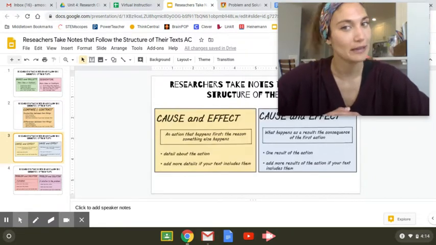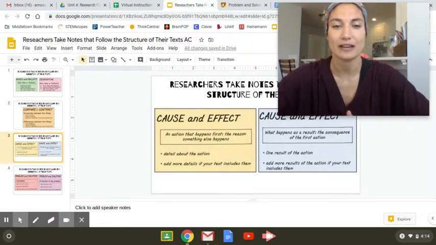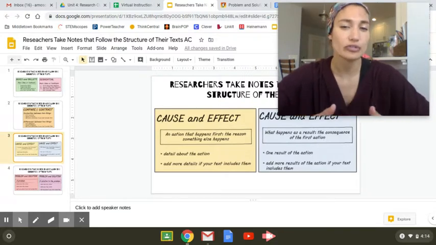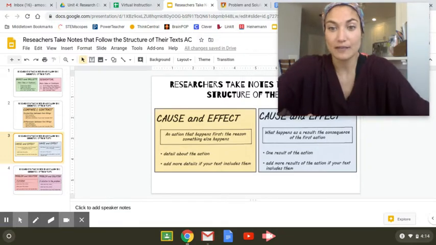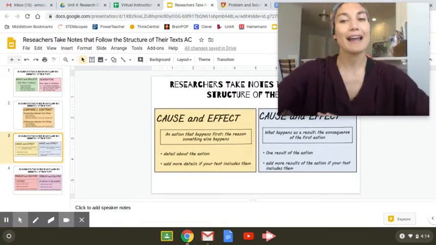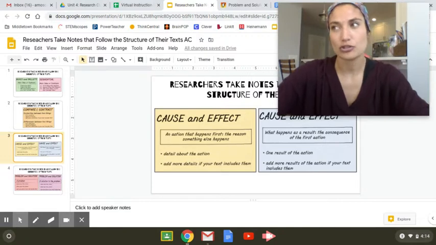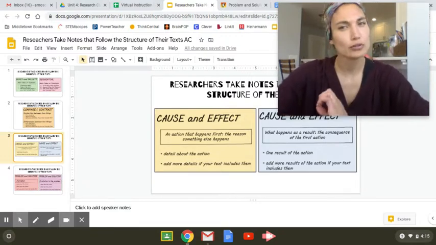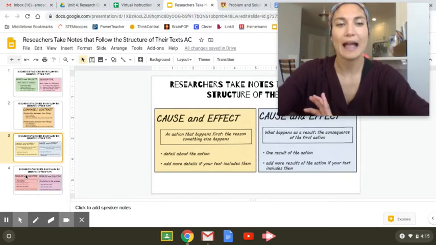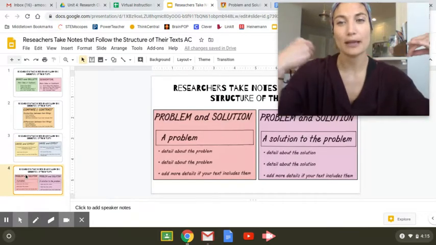Then we finished off by learning about cause and effect. Remember, a cause is an action that happens first, and that's the reason that something happens, and the effect is what happens because of that event. Now we're going to learn about a text structure that is a little bit similar to cause and effect. There's one thing that sets it apart, and that is problem and solution.